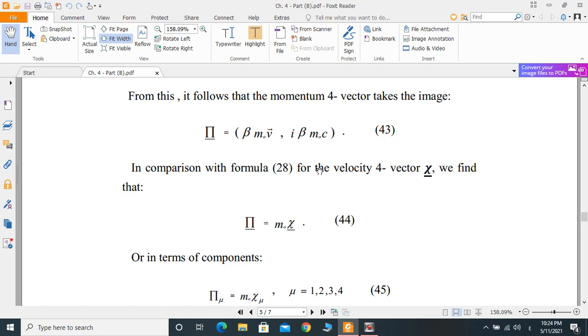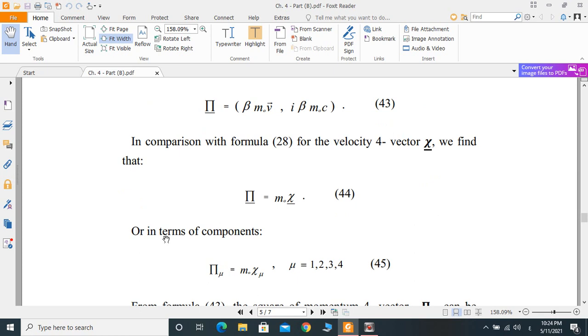Kappa is the velocity four-vector, or in terms of components, the momentum four-vector B can be written as B mu equals m naught kappa mu, where mu equals 1, 2, 3, and 4.